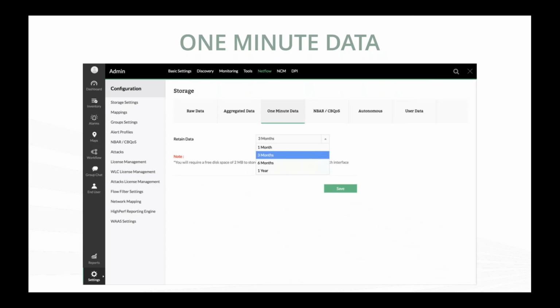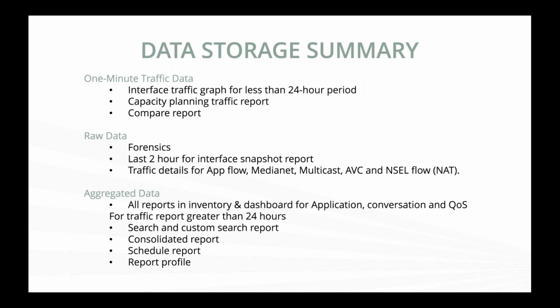We just saw how to configure 1 minute data in the NetFlow Analyzer UI. And this is a quick summary about the multiple data types available in NetFlow Analyzer, like 1 minute traffic data, raw data and aggregated data. As we saw, raw data is used for in-depth traffic analysis, for troubleshooting purposes, and we can see the same under the forensics reports as well. 1 minute is for the live traffic report or the interface traffic information, where we see the graph information for the 24 hours. And we can also retain this time period over here.